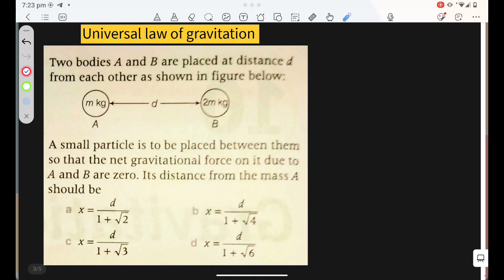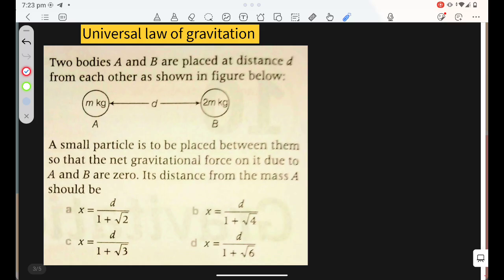Now what the question asks is: a small particle is to be placed between them so that the net gravitational force on it due to A and B is 0. Its distance from the mass A should be. The question is asking at what distance from mass A we are supposed to keep a mass so that the net gravitational force on this mass is 0, that the mass is in equilibrium.